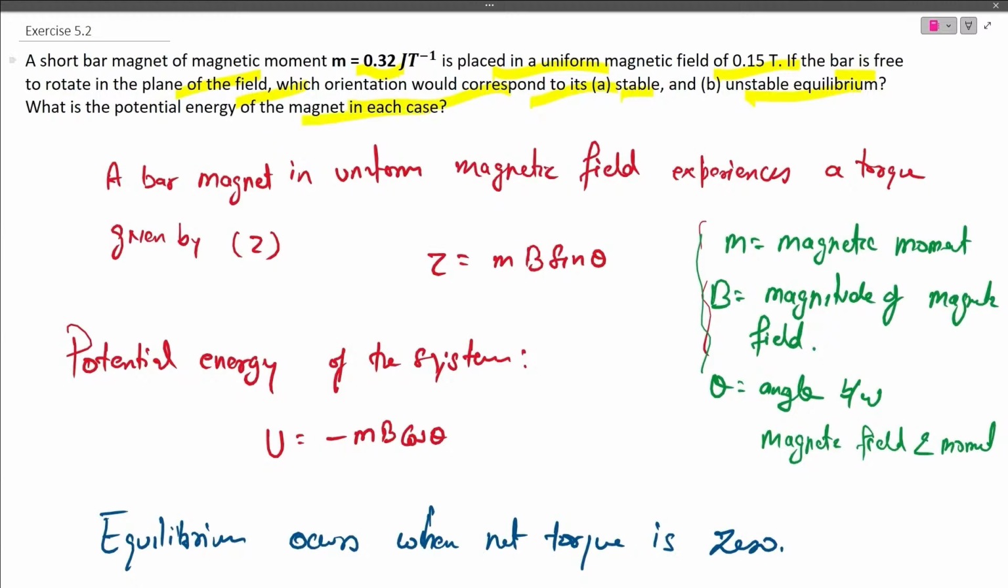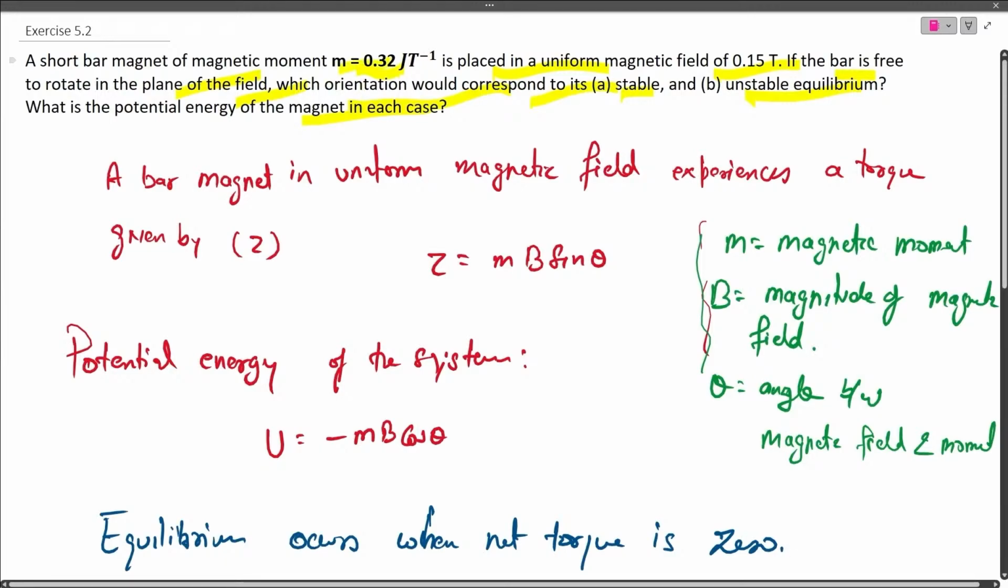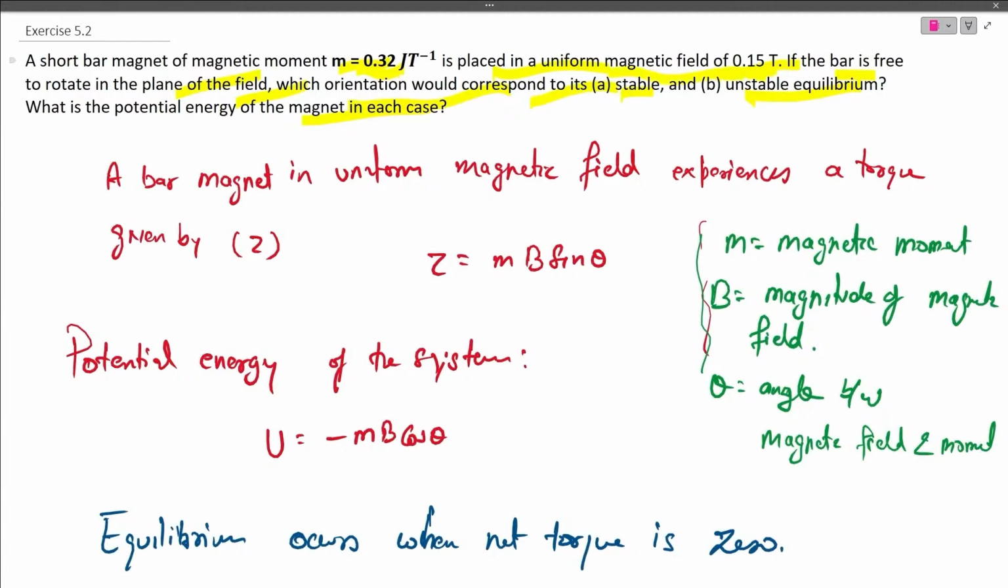Now a bar magnet is placed in the uniform magnetic field like in the previous exercise we saw, and the magnetic moment is given over here, and the magnitude of magnetic field is also given, that is 0.15 Tesla. Now we have to find out if the bar is free to rotate, which orientation would correspond to its stable equilibrium and unstable equilibrium. And the second question is saying that what is the potential energy of magnet in each case.